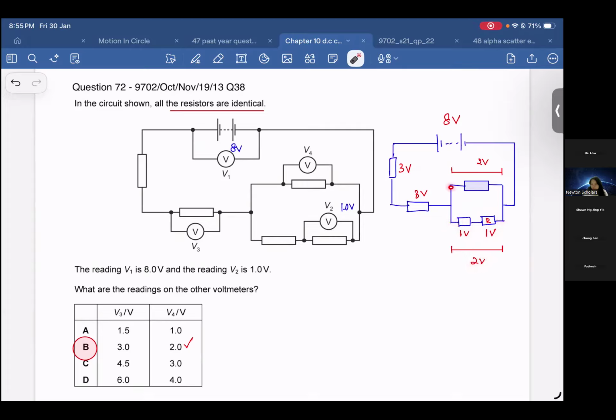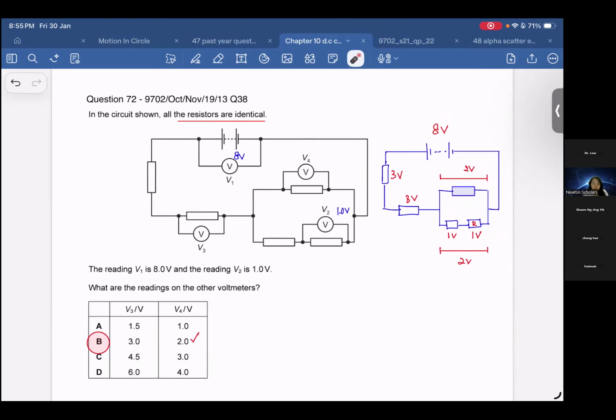Then can you see that these two are actually in parallel? Here I get a total of 2 volt. That means the upper part here, I also get 2 volt. Okay, yes. So boys and girls, we go to question number 83.